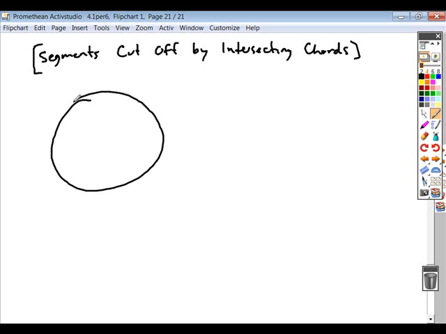Last thing that is going to be contained in this section has to do with when two chords intersect one another. And the relationship that exists is the segments that are cut off by these intersecting chords are going to be cut off so their products are equal.